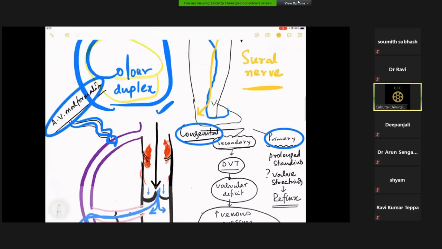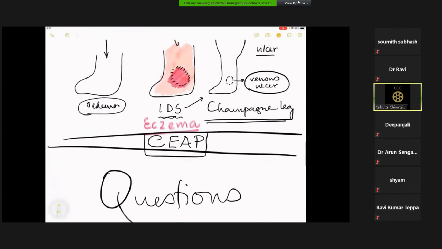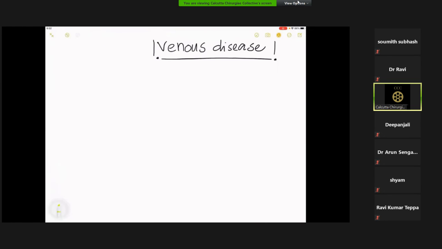Sorry, about the Mickey Mouse sign, when we look for the GSV under USG, sir, we look for it in a lying down position to check for reflux.